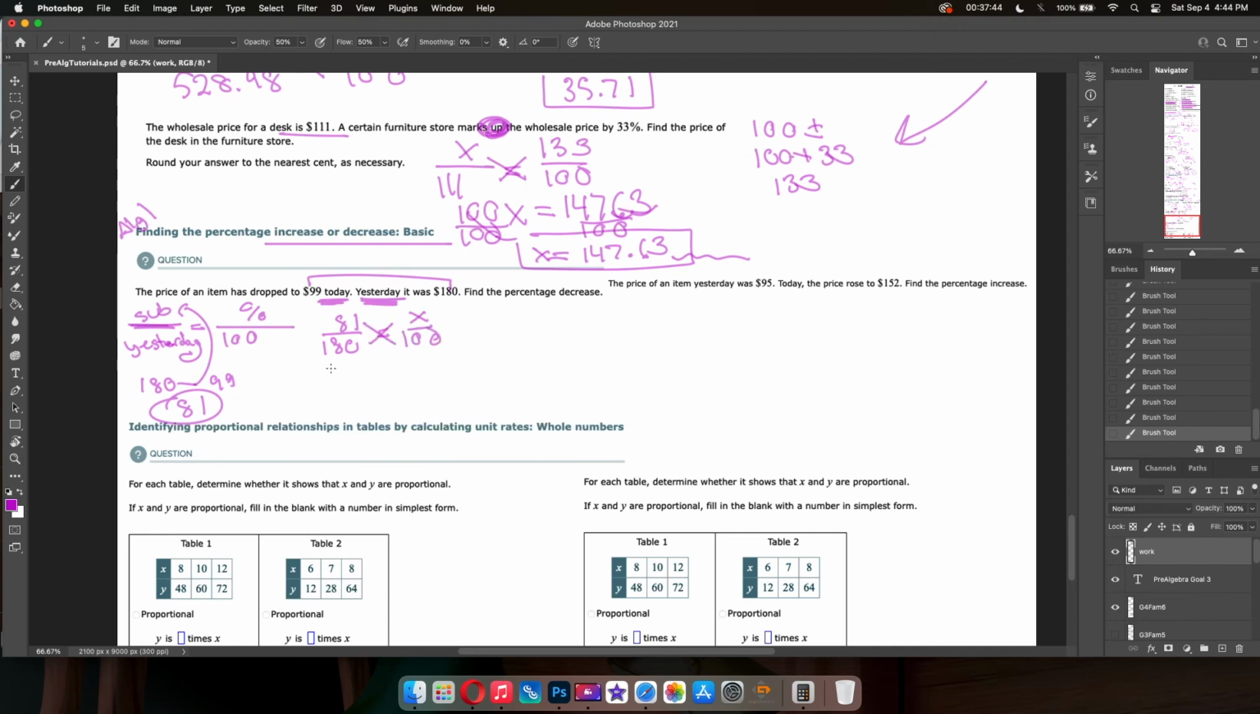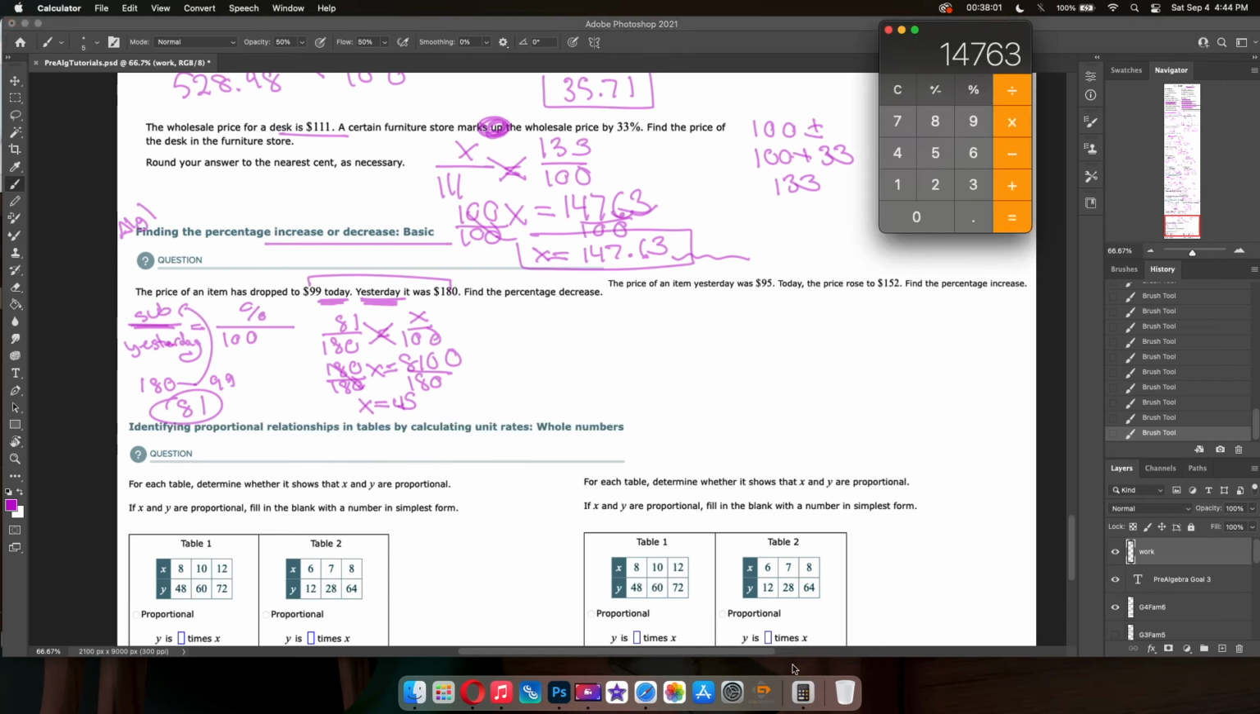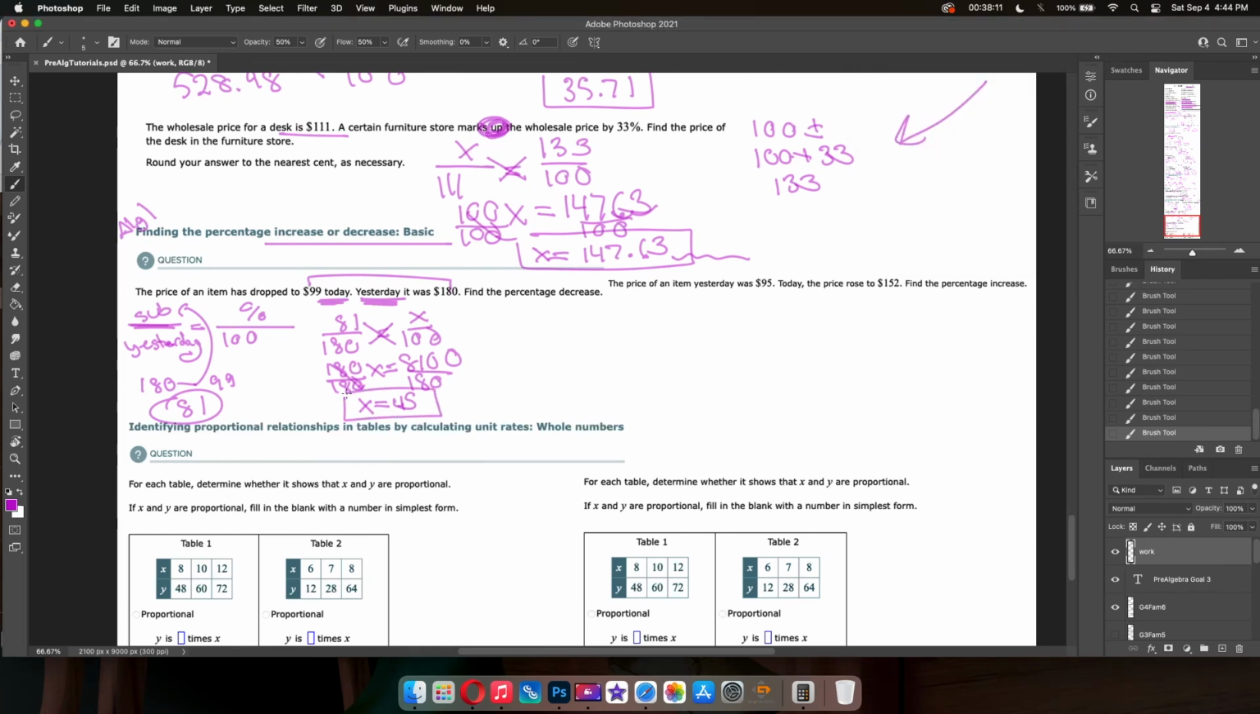Cross multiply, so 180x equals 8100. Divide by 180, divide by 180. I'm going to put in a guess before I pull up the calculator. I'm going to say 45. We'll see if I'm right. Calculator. So we have 8100 divided by 180. Yes! Okay, so my human calculator isn't completely fried today.